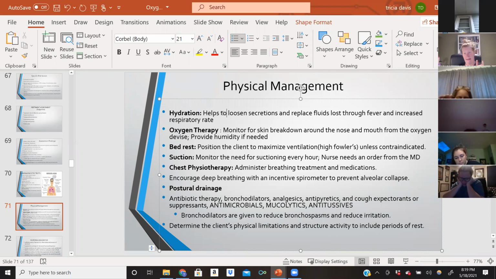Or if they don't have a productive cough, you could give them a suppressant if they are coughing too much and they can't sleep. So mucolytics, antitussives, and antimicrobials, antibiotics. So we know that the bronchodilators are given to help reduce those bronchospasms, and then it's going to reduce the irritation in their airway. So then we want to determine our clients' physical limitations and structure their activity to include periods of rest.